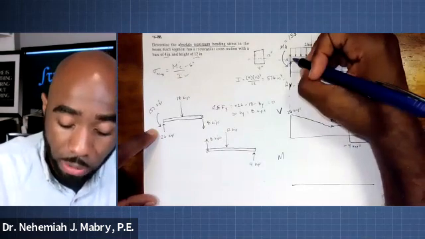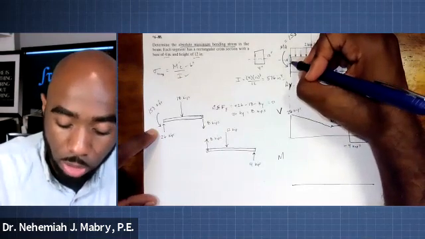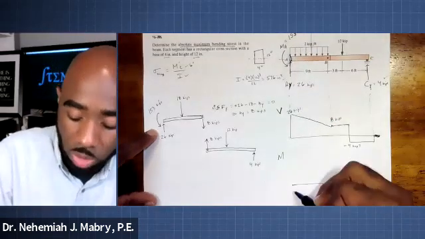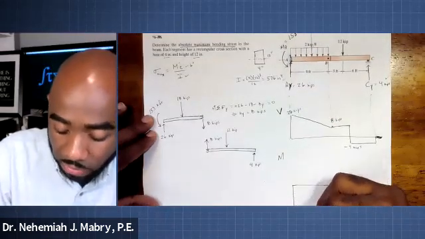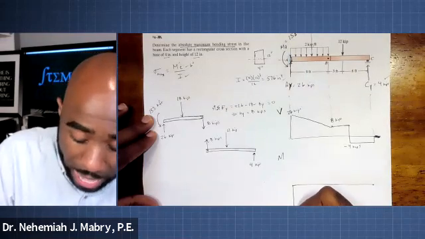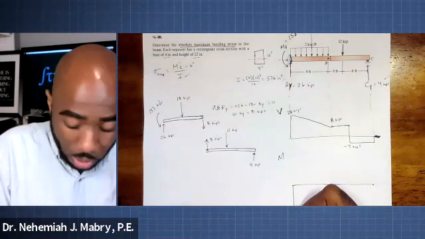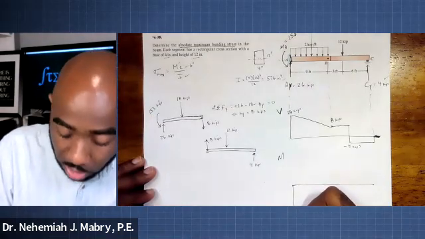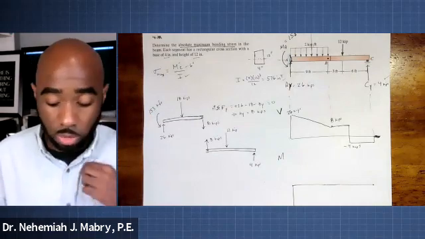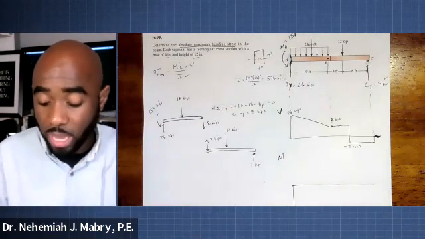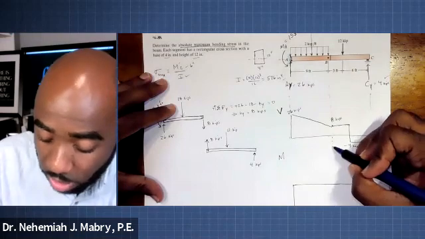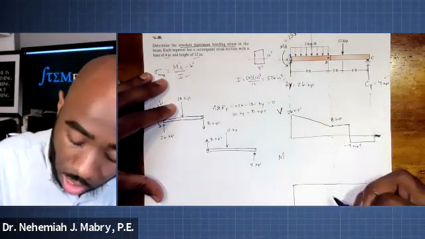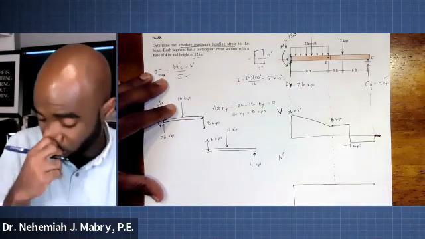But we know that the internal moment is going to be counteracting that, which means that it's going to start at a negative. So we're going to come down here and it's going to be a negative 153 kip foot. Negative 153 kip foot. And we know that right here, again, at the hinge, it's supposed to be 0.